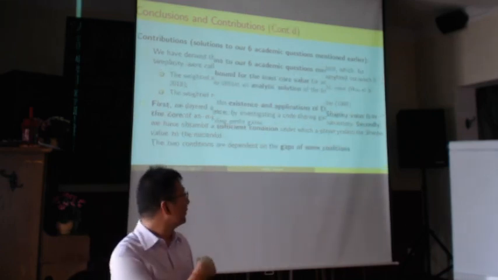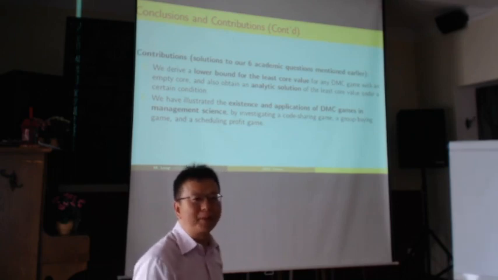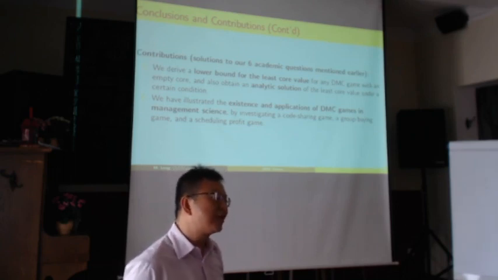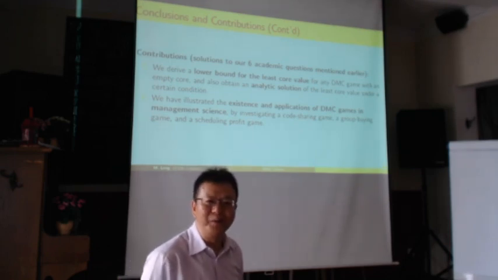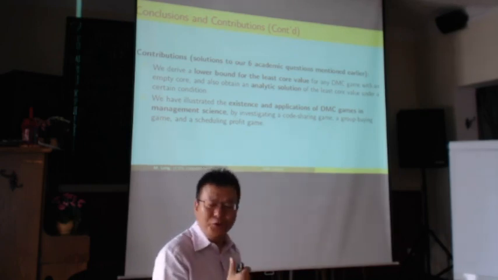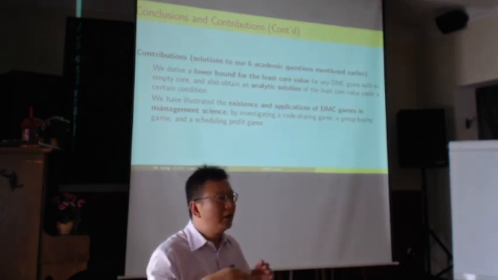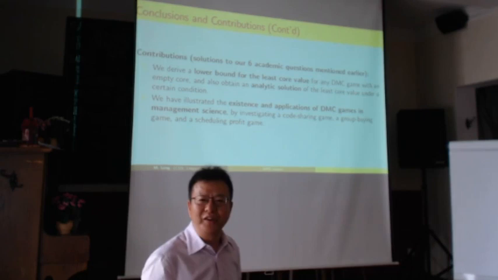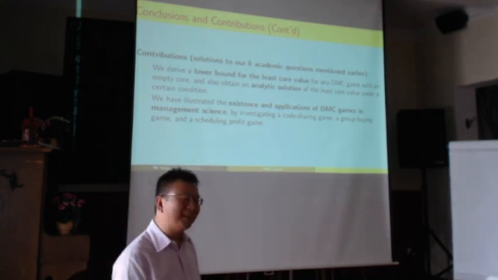Finally, this is the summary of conclusions. Okay, so I just skip this part. Honestly speaking, our initial draft of this paper was very short. We just had an analytical solution of the nucleus for the ordinary DMC game. But later, after we adopted the reviewers' recommendations, we did a lot: extreme points, Shapley value, weighted nucleus, etc. We did a lot. All of these new materials were suggested by the reviewers.